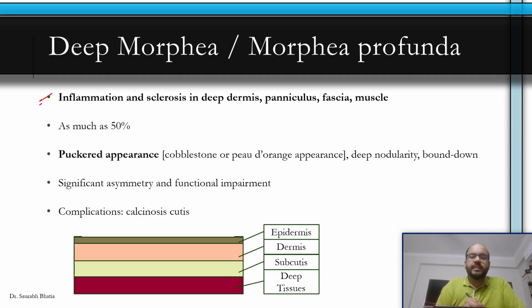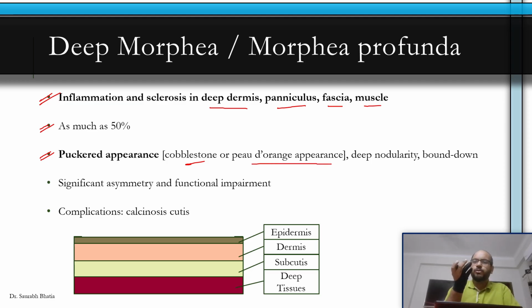As the name suggests, in deep morphea, the inflammation and sclerosis are in the deep dermis, panniculus, subcutaneous fascia, and muscle. So the deeper tissues are involved. They can be seen in as much as 50% of patients, and the overlying skin shows a puckered appearance, also known as cobblestoning or peau d'orange appearance. It's more like the dermis has shrunken, pulling the skin attachments, and it looks like the peel of an orange. That's what peau d'orange is.